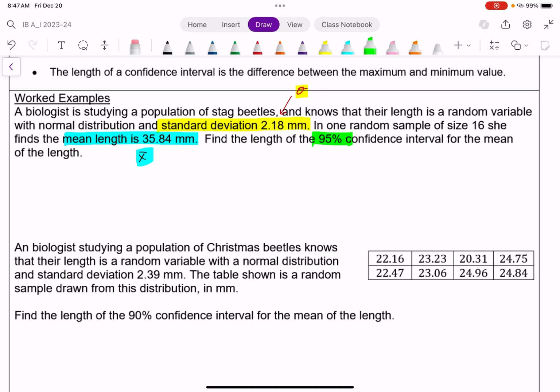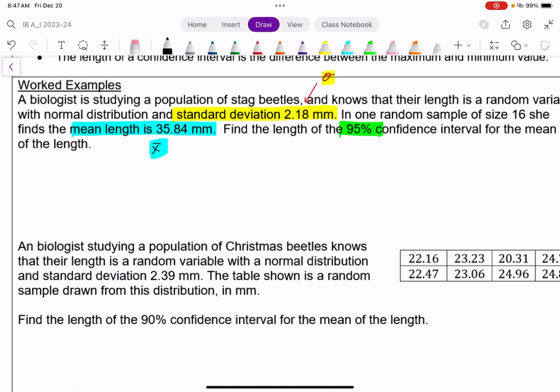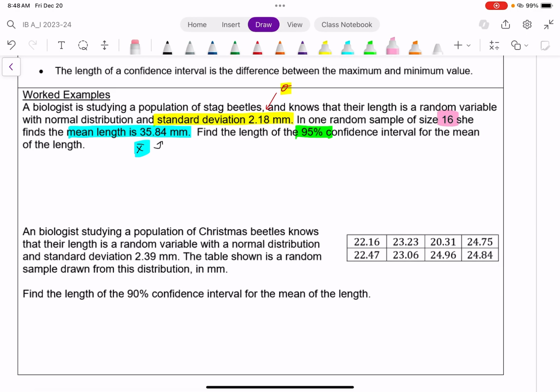And to calculate that, it's actually a fairly tedious calculation that we just let our GDC do. But in general, if we have a question like this in which we know the mean of the sample, we know the standard deviation of the population, and we know the sample size, which is 16, we can quite quickly calculate what we believe the mean of the population is within 95% confidence.